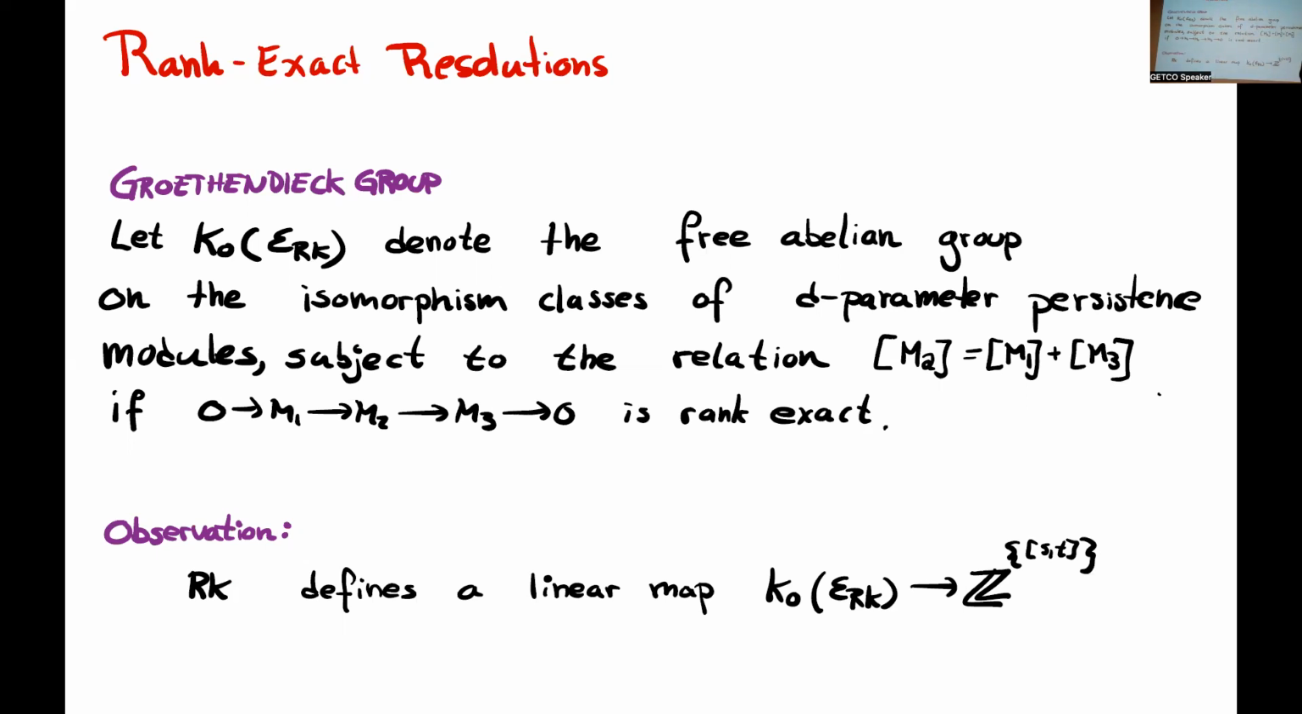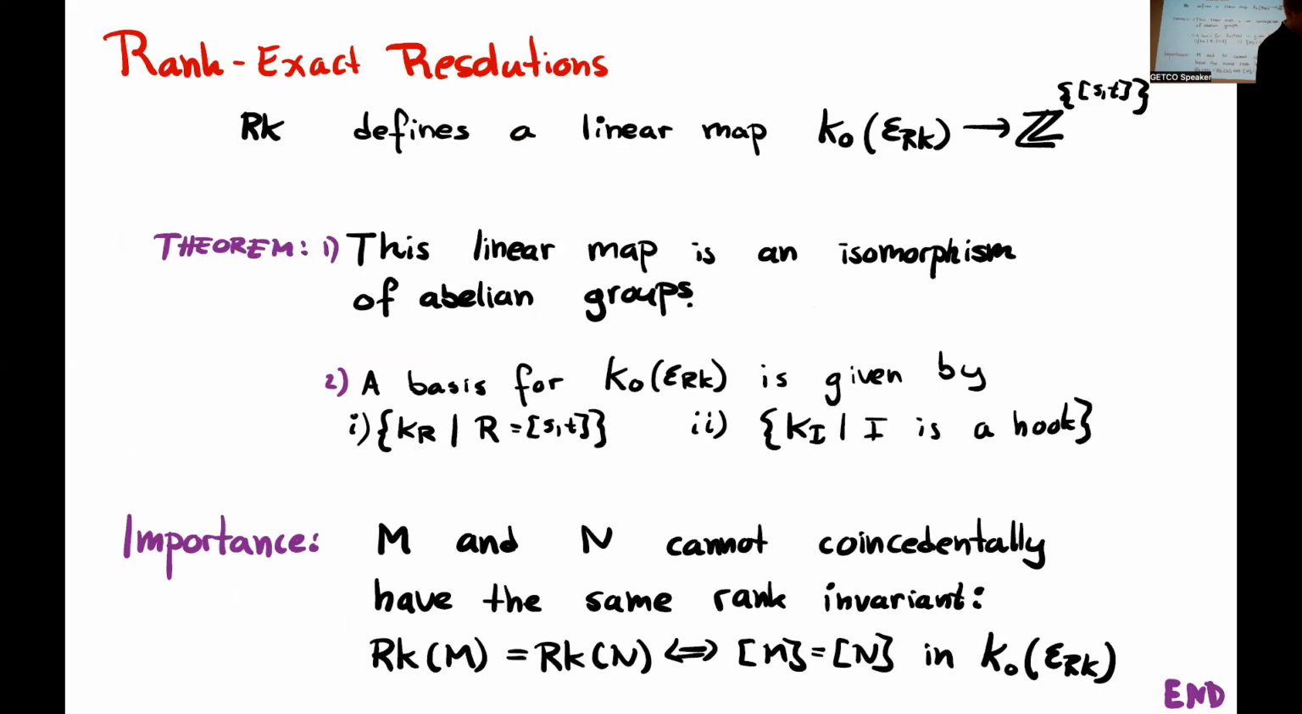Okay, so in other words, I get a linear map from the Grothendieck group to Z to the power of the number of rectangles in my poset, and by construction, this is going to be a linear map, because we defined that M2 should be equal to M1 plus M3. So it respects this linear structure. And then my final slide is that we prove that this map here is an isomorphism of abelian groups.